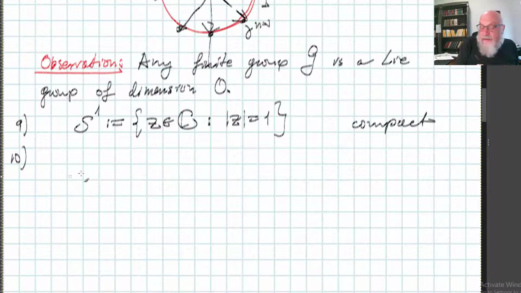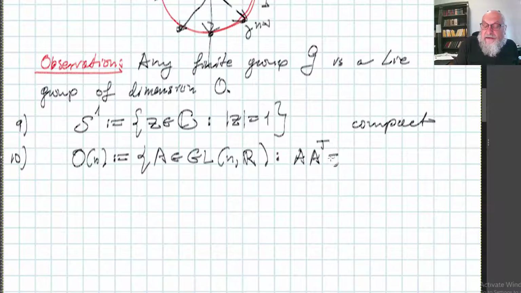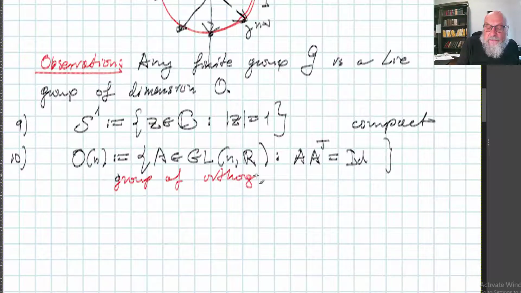Let's go to the number 10, and in general we have actually O(n), which is called the orthogonal group. So this is the set of all linear maps or matrices n by n, such that A times A transpose is exactly equal to the identity. So this will be the set of the so-called group of orthogonal matrices.